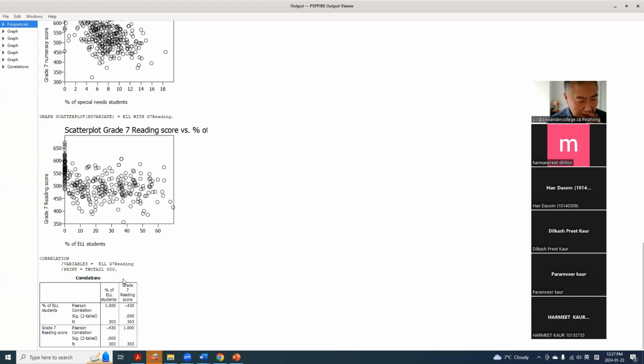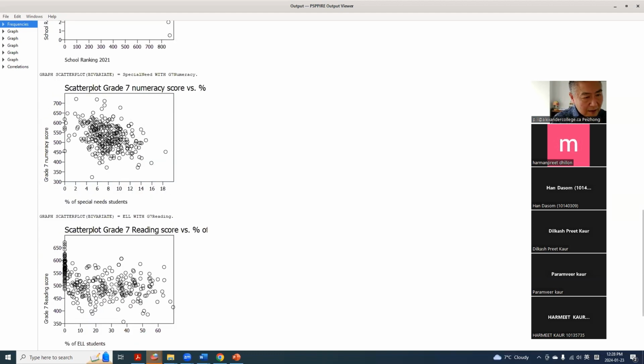Here the result is negative 0.43. So it's kind of weak, but there's still a trend. It's weak, but there is a negative trend. So it seems that schools that have a higher percentage of English second language students do tend to have lower overall reading scores, but the relation is really weak.